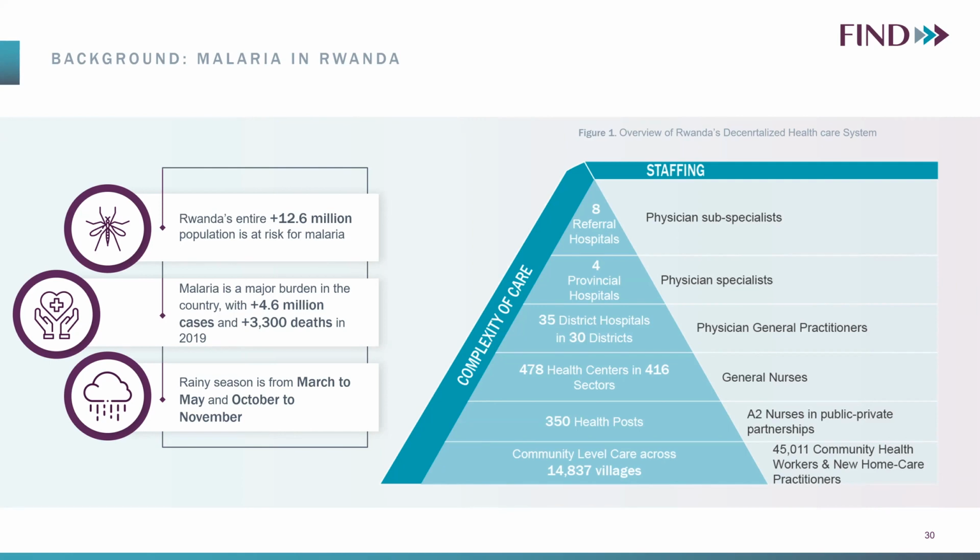So as you can see, Rwanda's entire population of around 12 million is at high risk of acquiring malaria. If you consider the burden of malaria in the country, according to morbidity and mortality, you can see that this is still a public concern in our country, especially when it comes to the rainy season, March and May.